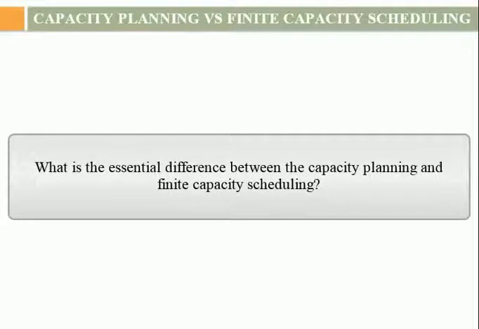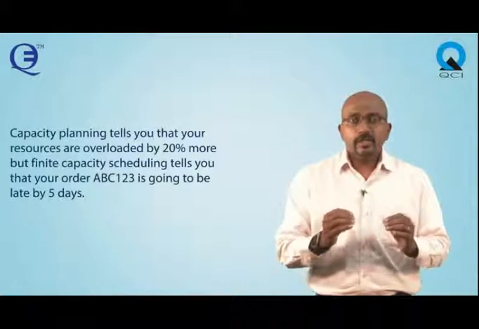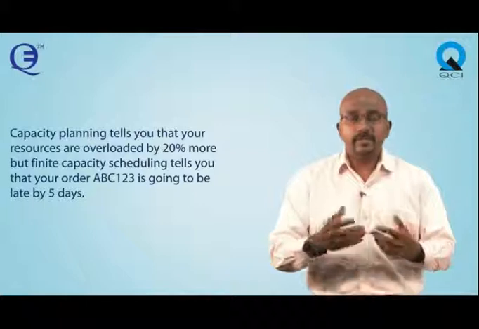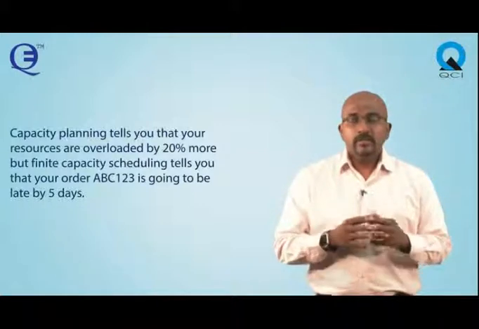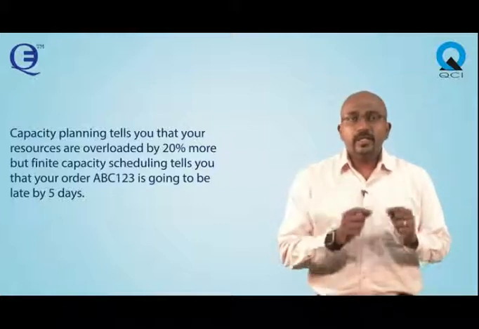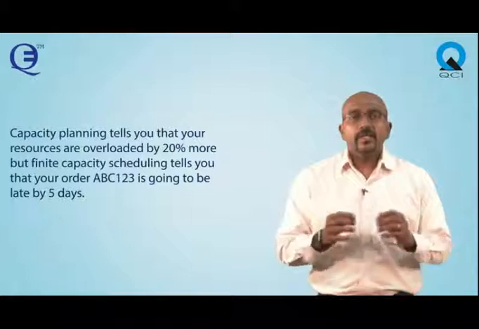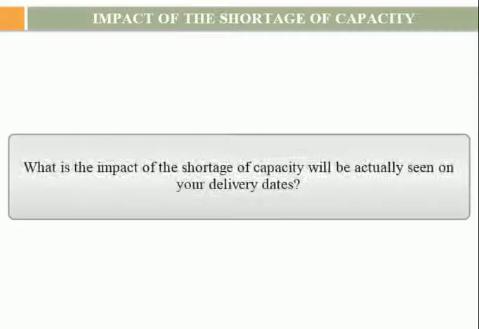Now, what is the essential difference between capacity planning and finite capacity scheduling? Capacity planning tells you that your resources are loaded by 20% more. But finite capacity scheduling tells you that your order ABC 1, 2, 3 is going to be late by 5 days. This information is more important than understanding that one of your capacity is overloaded or you're falling short of capacity on a particular resource. What is the impact of the shortage of this capacity will be actually seen in your deliveries.